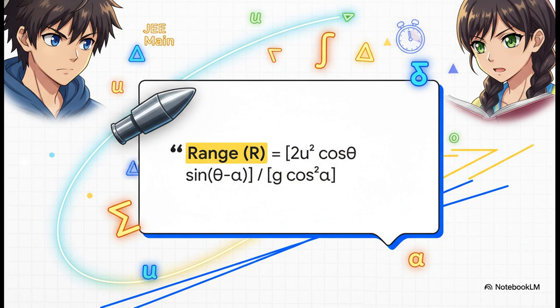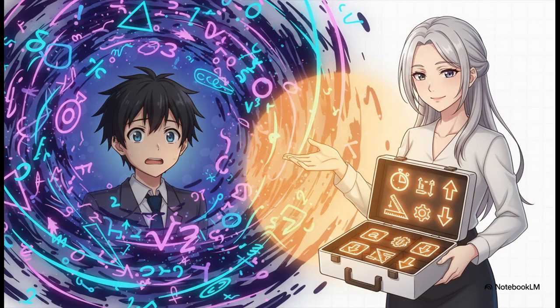Okay, brace yourself. Look at this monster of an equation. This formula gives you the range of a projectile on an inclined plane. This is a classic nightmare-level problem from exams like the JEE Main. I mean, just looking at it is intimidating, right? So many variables, sines, cosines. Ugh. Your first instinct might be, oh great, another giant formula I have to memorize.